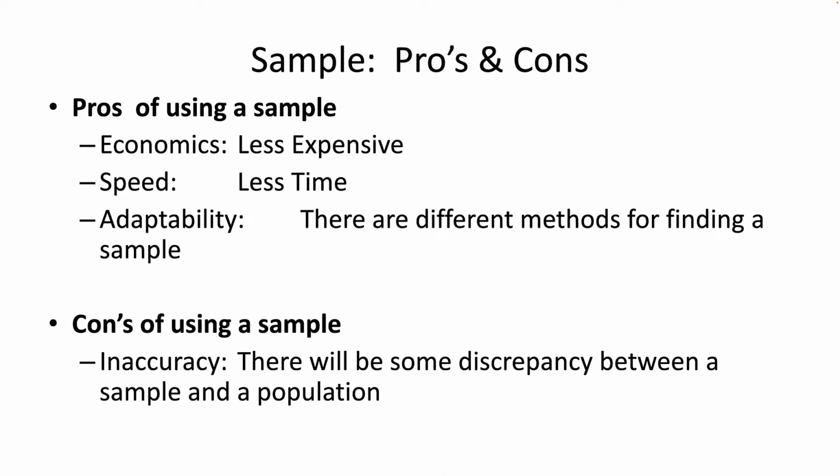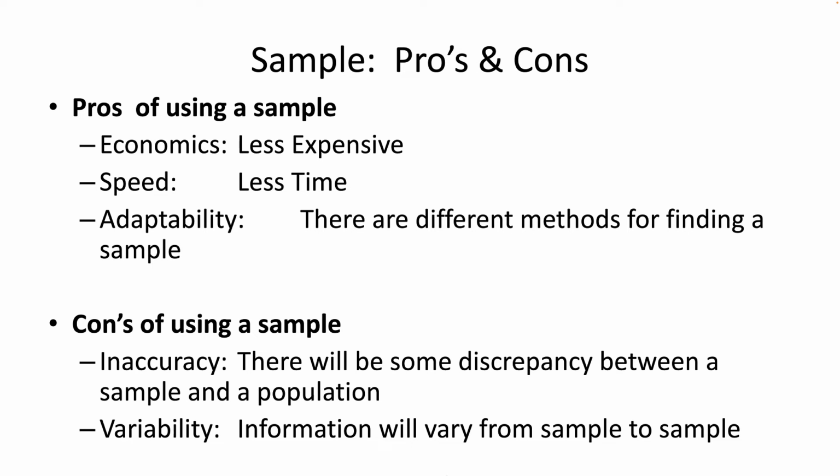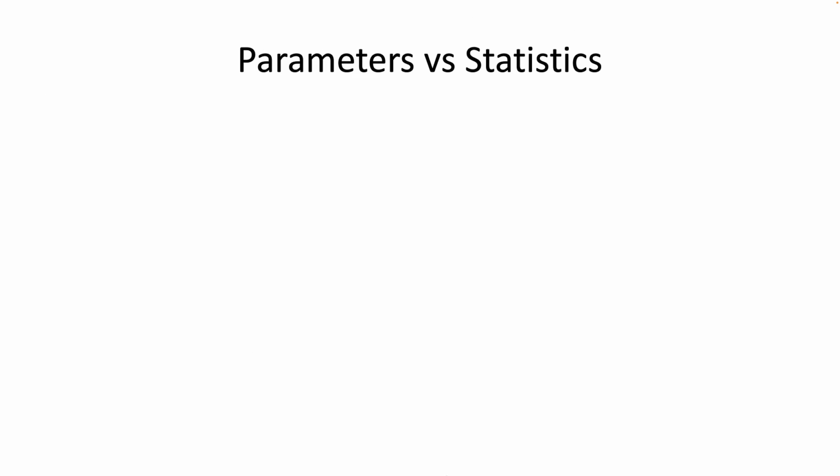There will always be some discrepancy between a sample and a population. And there's variability. Information will vary from sample to sample. Because we distinguish between a population and a sample in statistics, we use parameters and statistics to denote information that's coming from a population versus a sample.